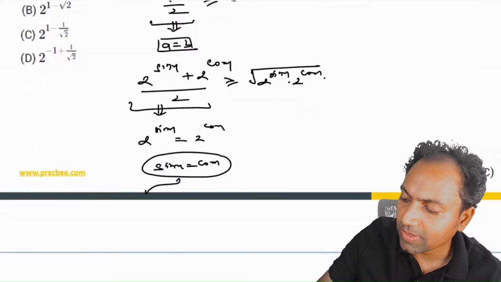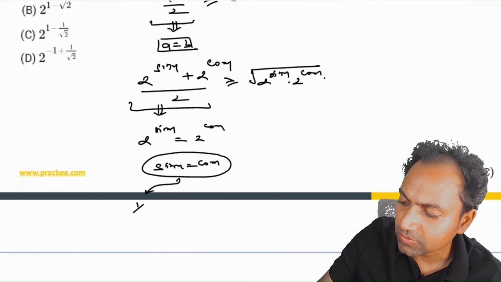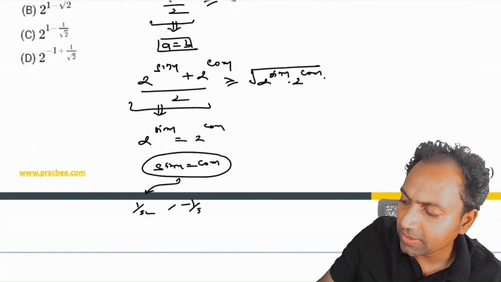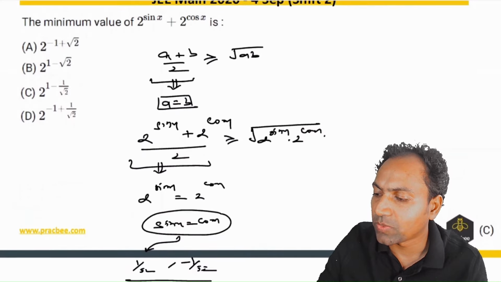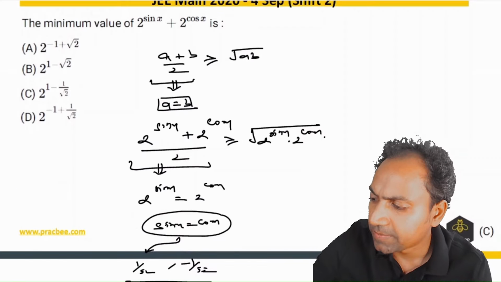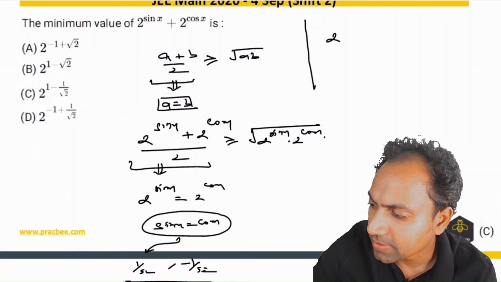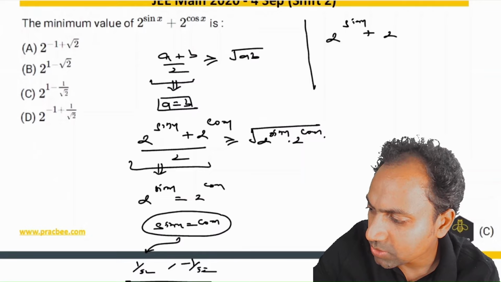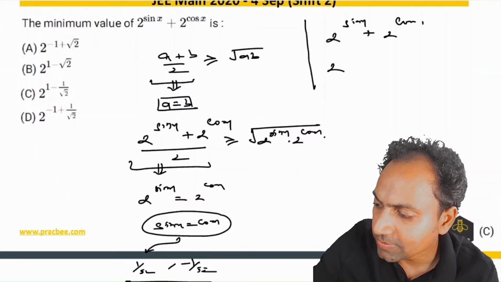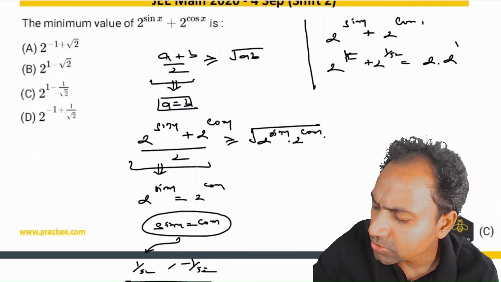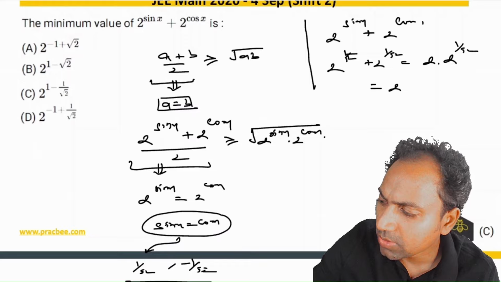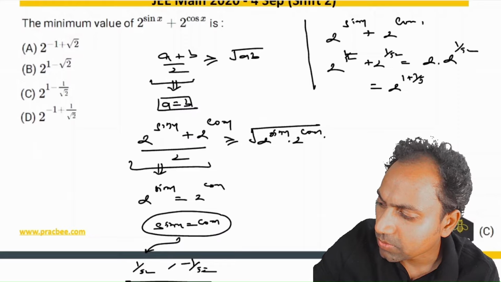One of the possible values is 1 by root 2. Another value that is possible is minus 1 by root 2. Okay. So if I consider my first value, the answer comes out to be 2 raised to the power... So for our function, 2 raised to the power sin x plus 2 raised to the power cos x, one answer comes out to be 2 raised to the power 1 by root 2 plus 2 raised to the power 1 by root 2. So that is nothing but 2 into 2 raised to the power 1 by root 2, or 2 raised to the power 1 plus 1 by root 2.